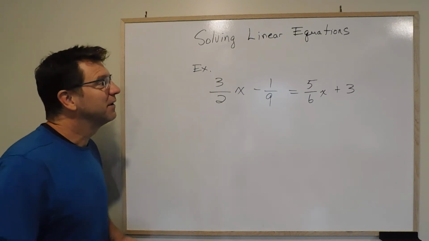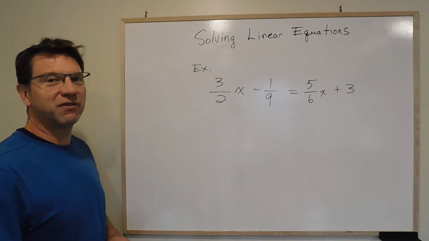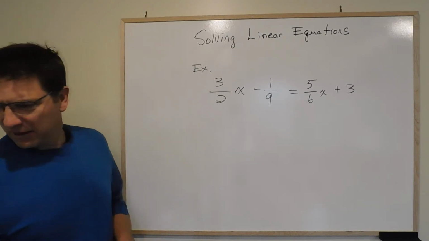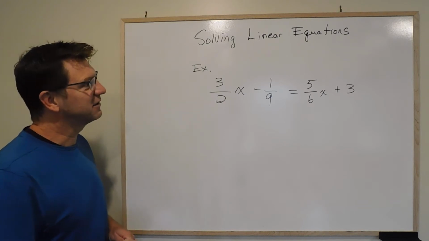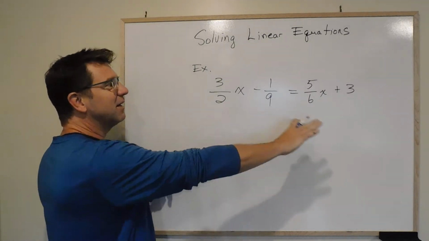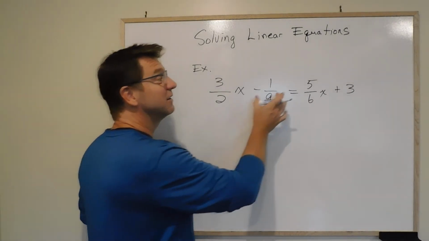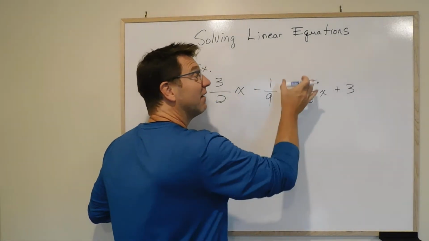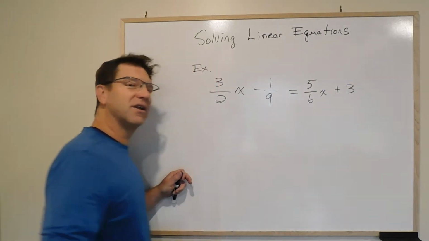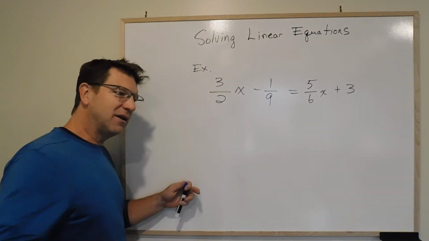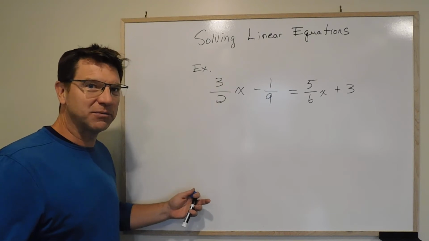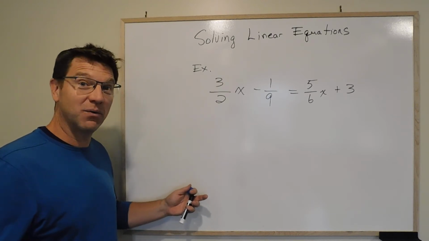So here we go. This one's more complicated because it has fractions, right? And one of the approaches I'd like you to see is to get rid of the fractions, because when you're solving a linear equation, whatever you do on one side of the equal sign, as long as you do it on the other side of the equal sign, you maintain this equality. The numbers might not look exactly the same, but you maintain the equality.